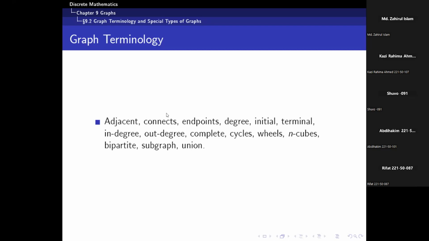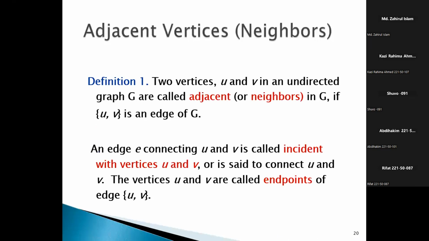These are the terms we basically need to use for the graph: adjacent, connect, endpoints, degree, initial, terminal, in degree, out degree. We are going to learn these terminologies. First one is the adjacent vertex, or we call it the neighbor. So what is an adjacent vertex or neighbor?